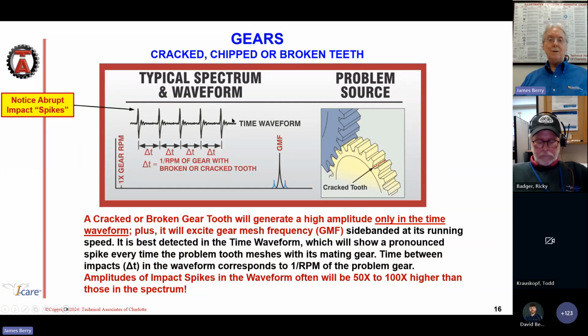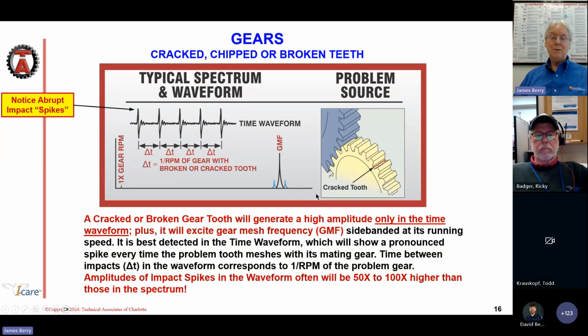This is from our diagnostic chart, which you may be able to see behind me, that we've had up for 34 years. And in it has something very important: gears that have cracked, chipped, or broken teeth. This is one of the guys that really jumps off the page. If you don't take a time waveform, forget it. You will not see the problem with the cracked or broken tooth.